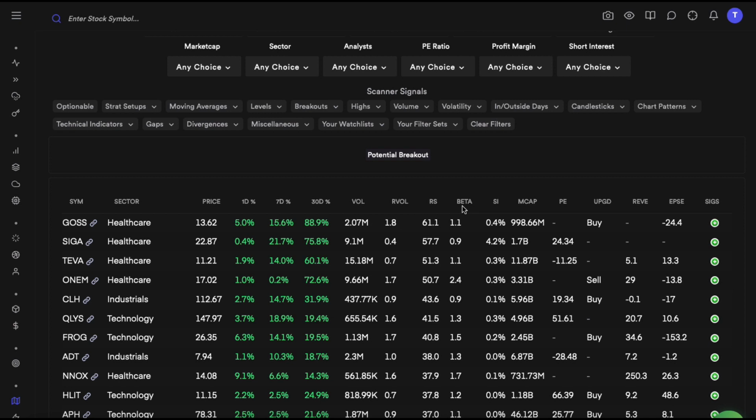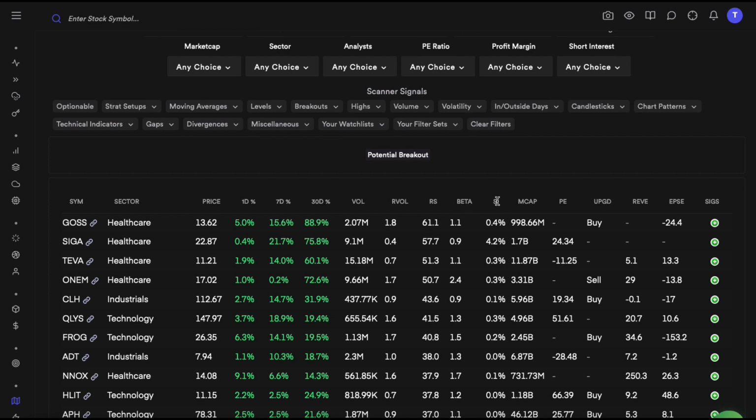Then we have a column called beta, which just tells you how the stock moves with the market. A beta of 1 means it just moves with the market. A beta of -1 means it moves against the market, and a beta of 2 means if the market moves up 1%, the stock actually moves up 2%.